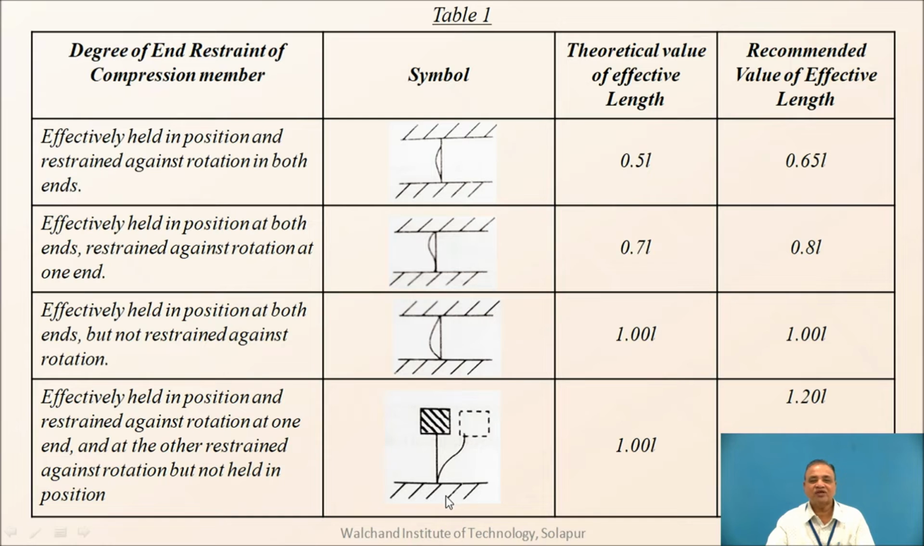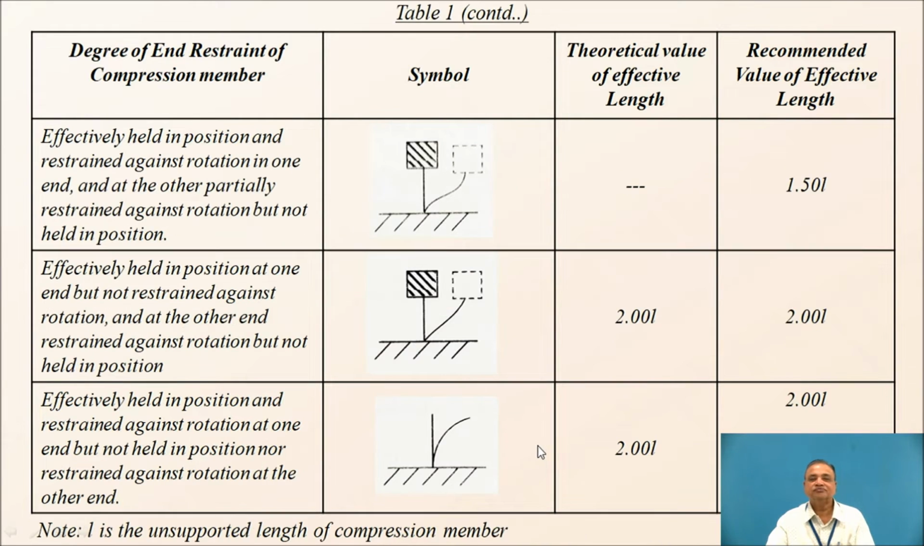Similarly, if it is fixed at one end and restrained against rotation at the other end, then it is 1 L. Recommended is 1.2 L. And if it is partially restrained at the other end, in that particular case it is 1.5 L.